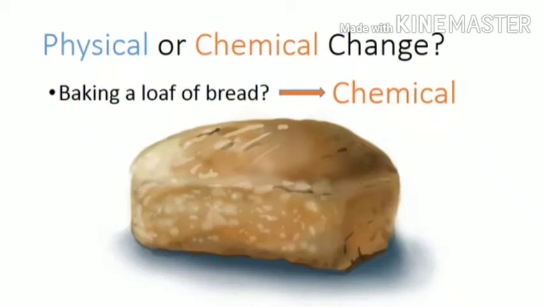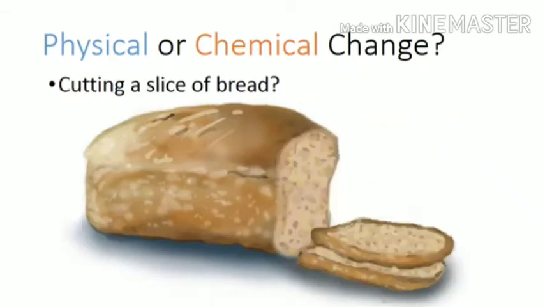Now let us discuss another example. Cutting this slice of bread. What kind of change is it? Is there a change in the chemical property of the cut slice of bread? No, ultimately it remains bread only. Therefore, this is a physical change. It is not a chemical change.